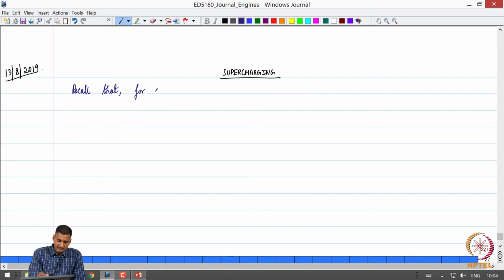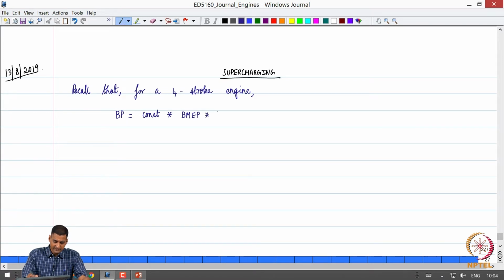Okay. So recall that for a 4-stroke engine, the brake power output, we can write it as some constant multiplied by BMEP multiplied by the displacement volume multiplied by N by 2. Okay. So where N is the number of revolutions of the crankshaft per unit time, right. The reason why we are doing N by 2 is that there is one cycle for every 2 revolutions of the crankshaft. Okay. That is why we write N by 2 explicitly, right.